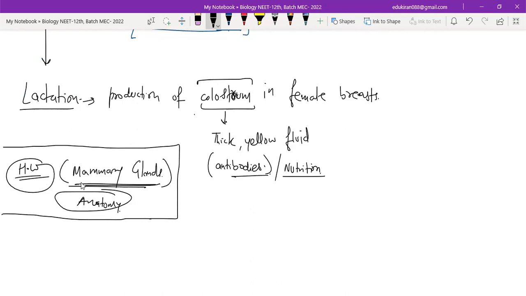Then I ask you to go back and look at the structure of mammary glands from your NCERT book.